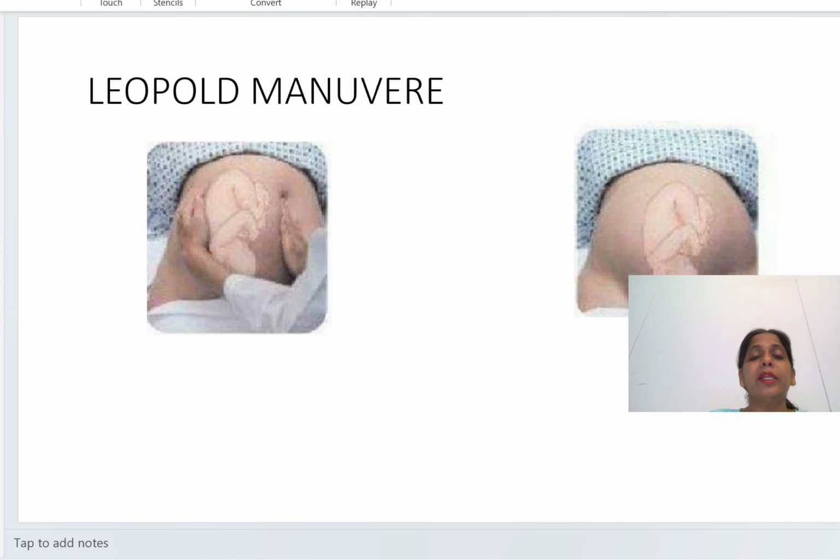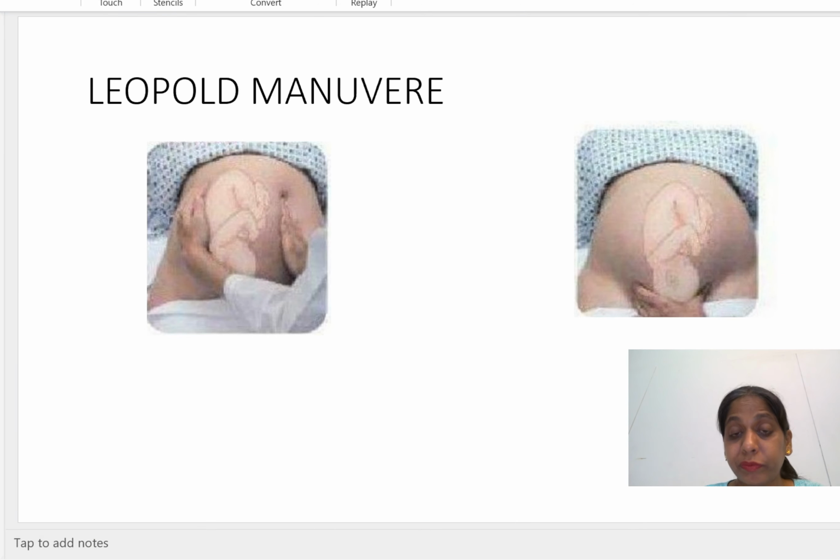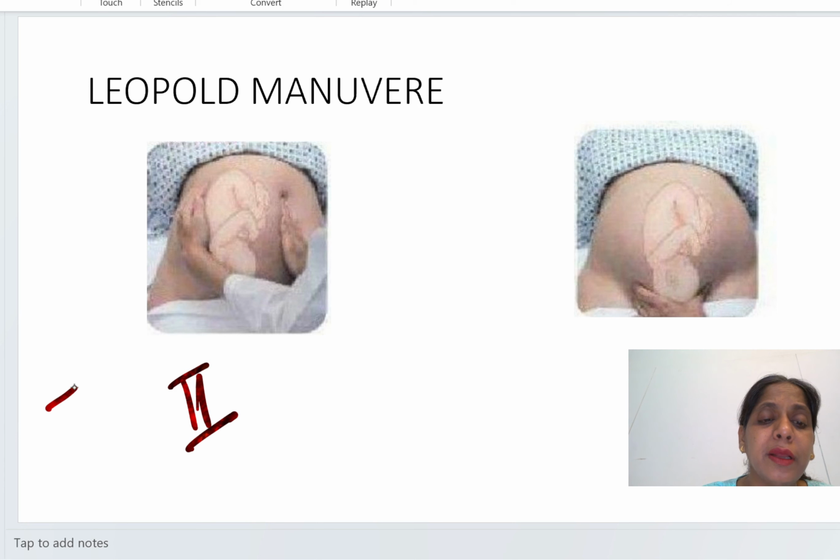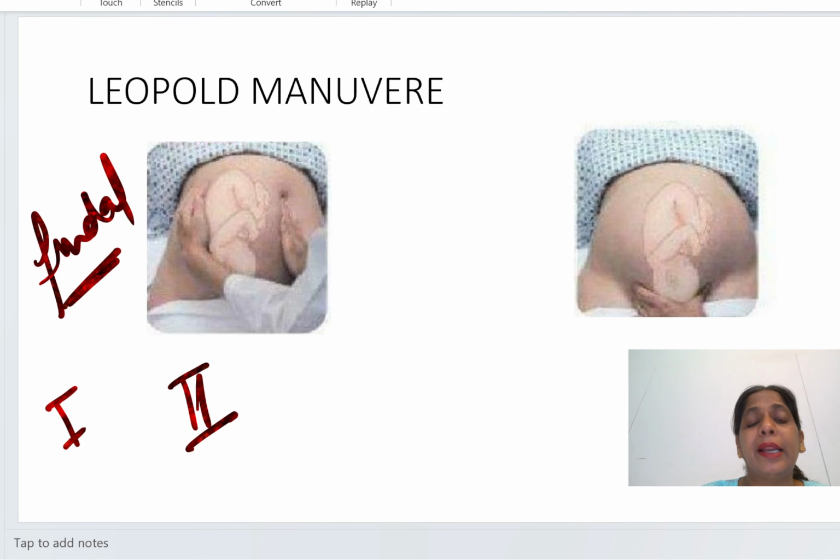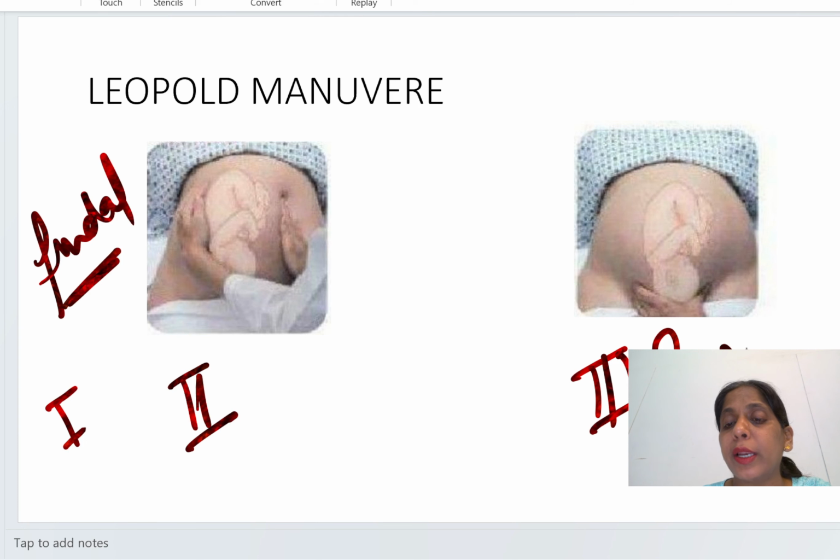Now let's see. These are the Leopold maneuvers. Okay, so Leopold maneuver is assessing per abdomen. We have to do the PA. Leopold second maneuver is asked often. First maneuver is the fundal grip. We know the fundal height and the part in the fundus. Second is the lateral grip. We have to stabilize the fetus with one hand and then move the other hand. And this is the third grip, also known as pollic grip.